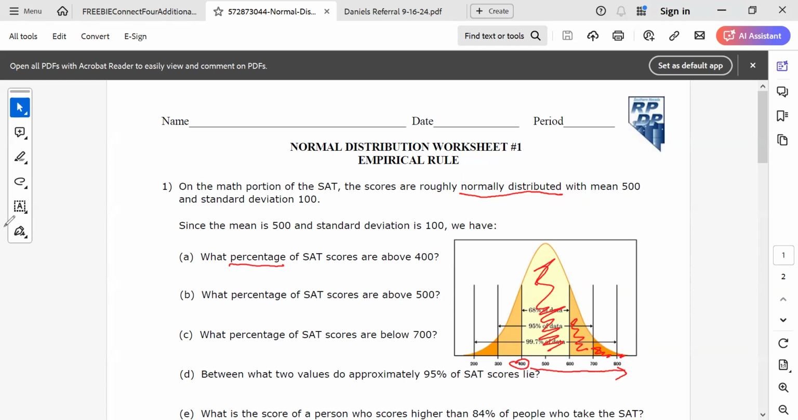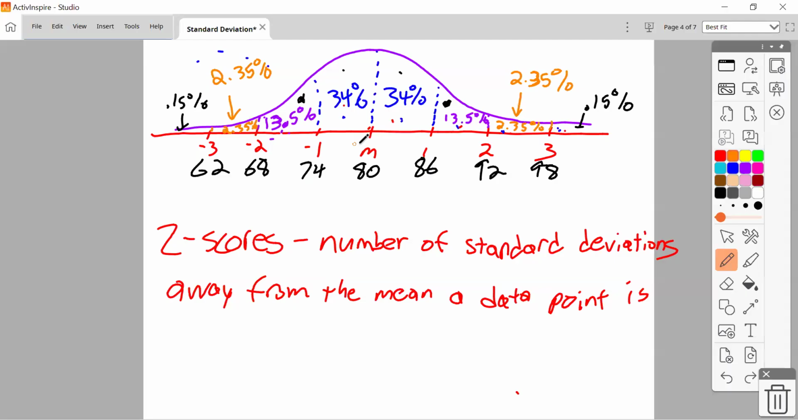There are a couple ways to go about it. I think the easiest one, as I told y'all in class, let me go back to active, is by just adding up your sections from this diagram. 400 was right here. It was one standard deviation below the mean. So starting right here, we're just going to add up 34, 34, 13.5, 2.35, and 0.15. That's the quickest way to go about it, in my opinion.